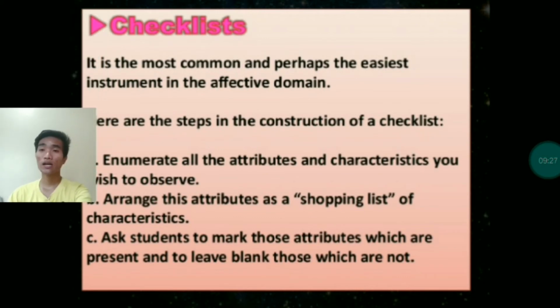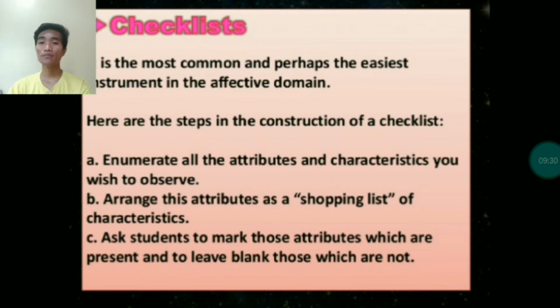So, checklist. It is the most common and perhaps the easiest instrument in the affective domain. Here are the steps in construction of a checklist. A, enumerate all the attributes and characteristics you wish to observe. B, arrange these attributes as it could be a shopping list of characteristics. C, ask students to mark those attributes which are present and to leave blank those which are not.